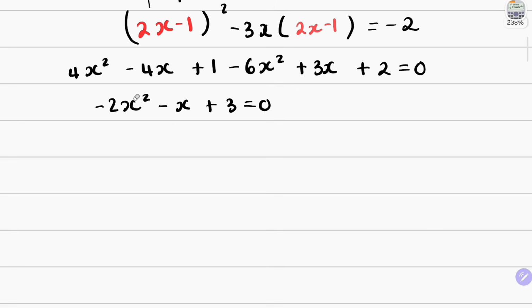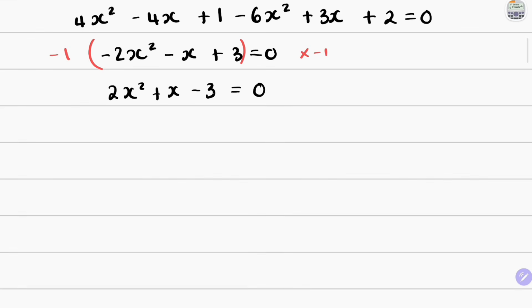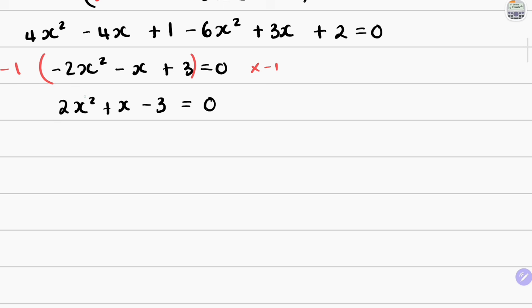Okay, so this is still negative. We need it to be positive so we can better factorize it. So we can divide or just multiply both hand sides by negative 1. Okay, so times negative 1 on both hand sides. So we have 2x squared plus x minus 3 is equal to 0. And now to factorize, I'll use the cross method again. So what times what gives us 2x squared? Well, that's 2x times x. And what times what gives us 3? That's 3 and 1.